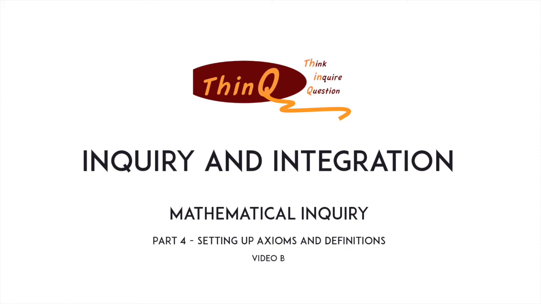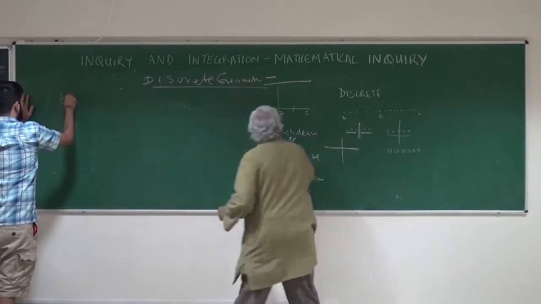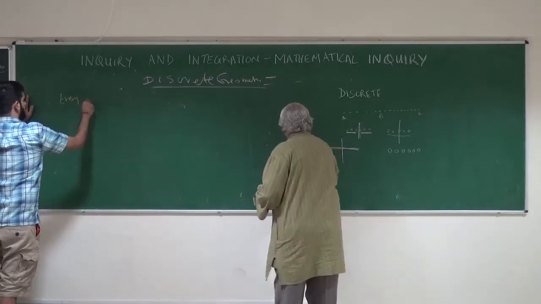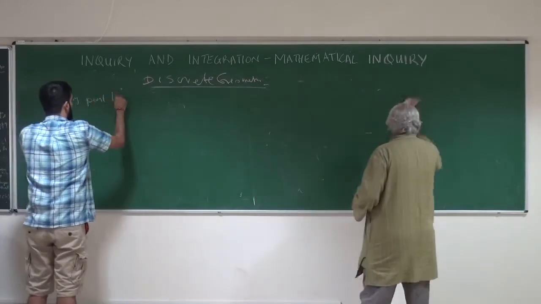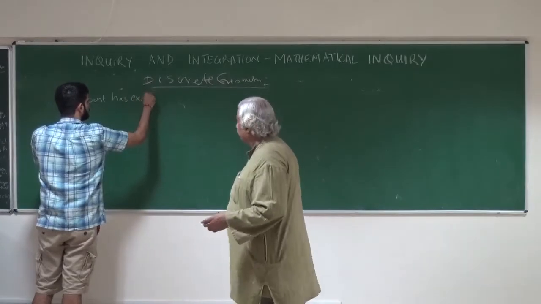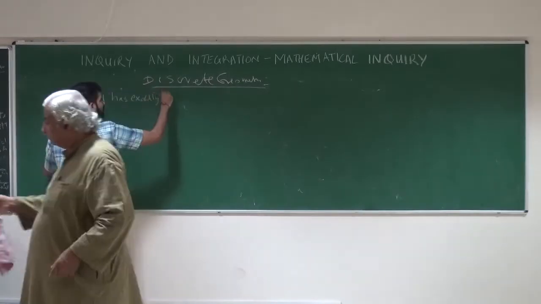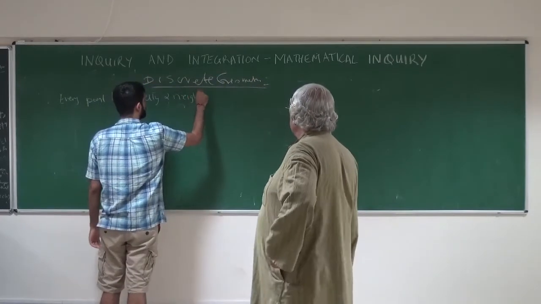So let's define a discrete geometry where every point has exactly two neighbors. What do you mean by neighbor?